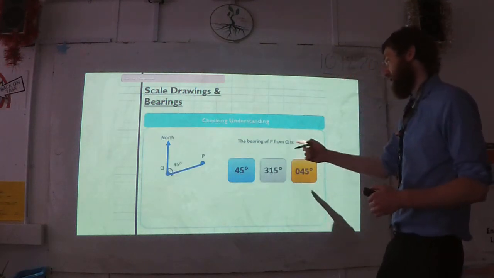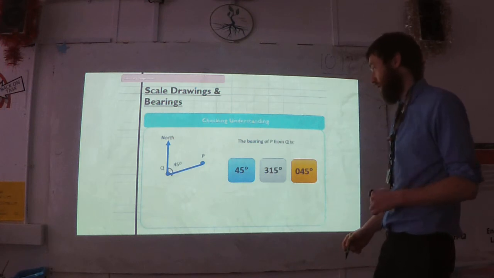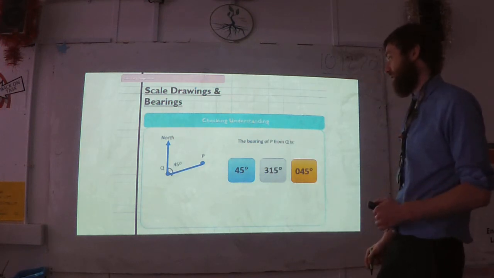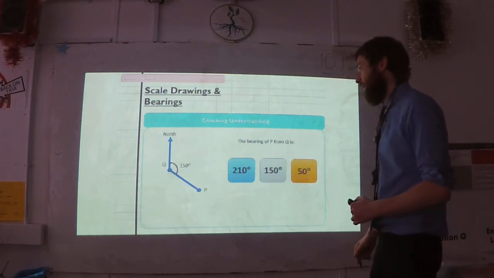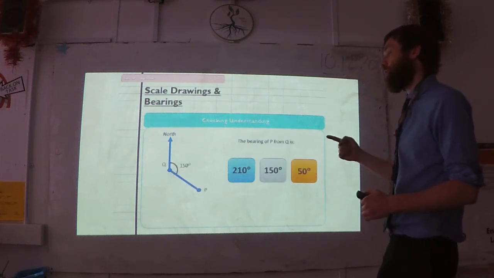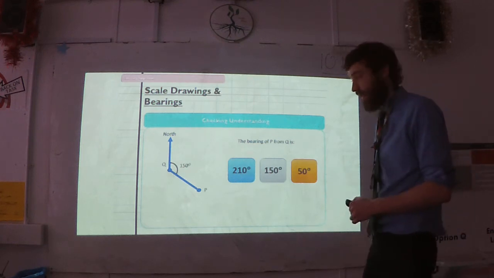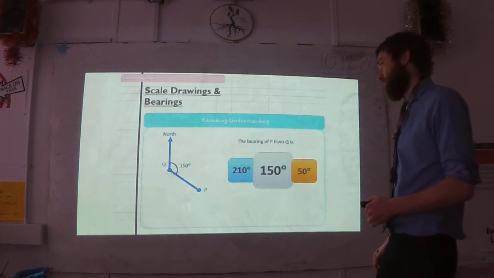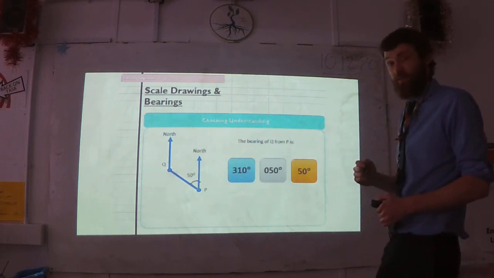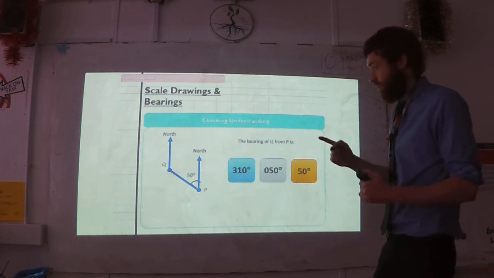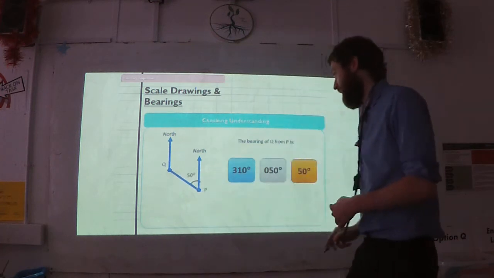Right, so here, the bearing of P from Q is, okay, the answer is 045. Alright, there you go, it's getting bigger, which proves it is. Okay, the bearing of P from Q is, and it'll be 150. The bearing of Q from P is, so look where it's from, it's clockwise here, needs to go to Q, so therefore it will be 310.